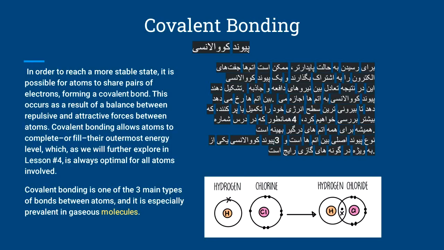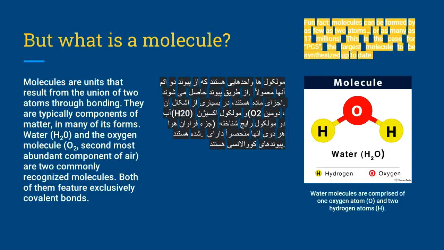Covalent bonding allows atoms to fill their outermost energy level, which, as we will see later, is always optimal for all atoms involved. Covalent bonding is one of the three prevalent kinds of bonding, and it is typically found between atoms in gaseous molecules. But what is a molecule, specifically? To effectively explain covalent bonding, we need to define the concept of molecules first. They are units that result from the union of two or more atoms through bonding.